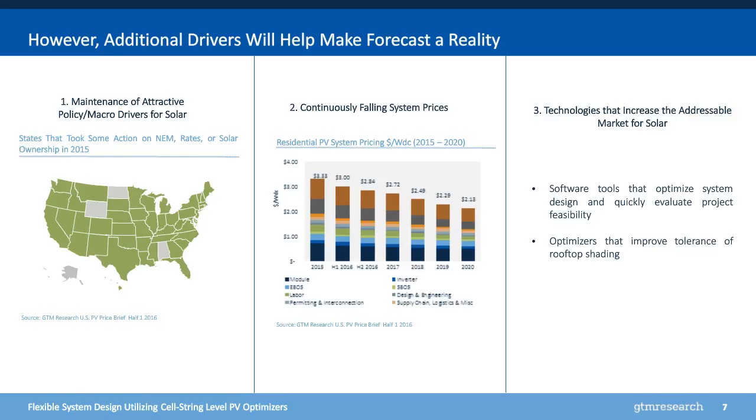Cell level optimizers can make sense in many applications, not just those with partial shading, but it is one of their primary advantages.